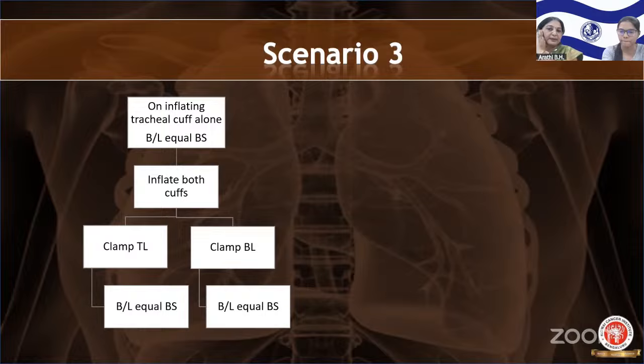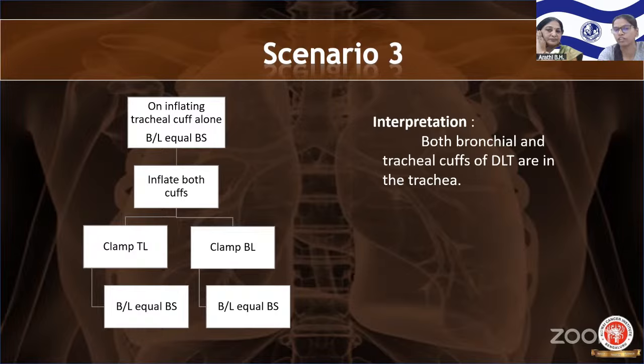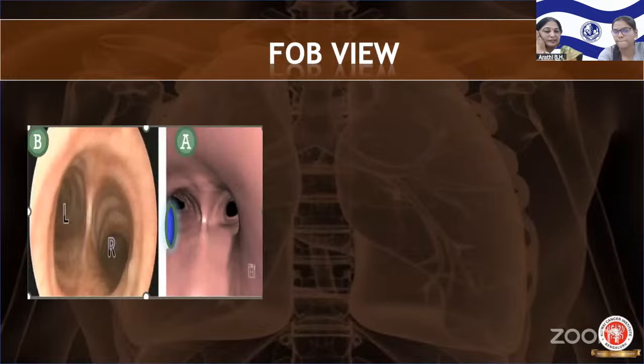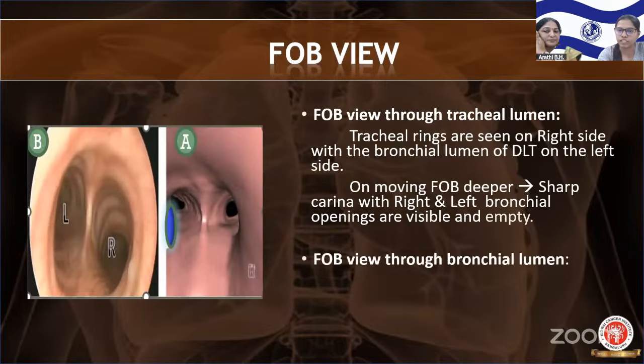What is the interpretation, Nazreen? In this scenario, both the tracheal cuff and the bronchial cuff are in the trachea alone. The tube is working like our regular conventional tube. So we are able to hear breath sounds on both sides, whichever lumen we are blocking, the other tube is ventilating. In the fiber optic view also, we are seeing both the tracheal lumen and the bronchial lumen, with the free carinal end.